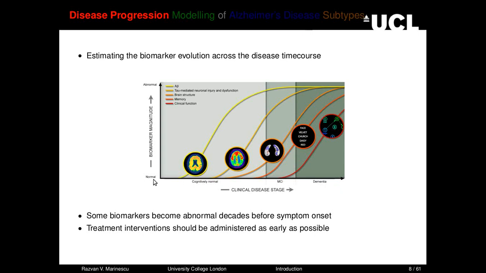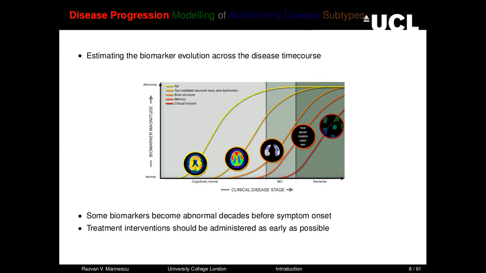Now, what do we mean by disease progression? By disease progression, we mean being able to estimate the biomarker evolution across the disease time course. This is a famous picture from the ADNI website, which shows the progression of several biomarkers across a clinical disease timeline. It shows how many biomarkers go from a normal state to an abnormal state.